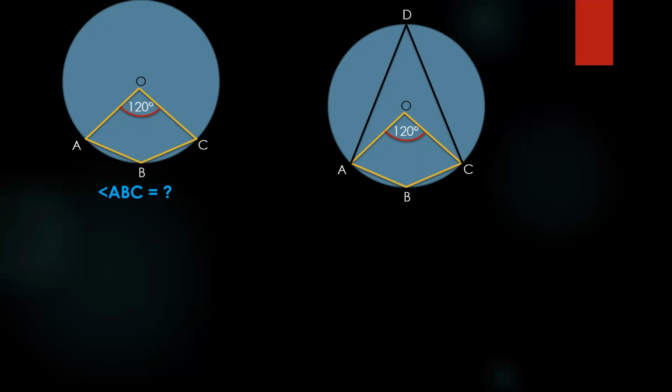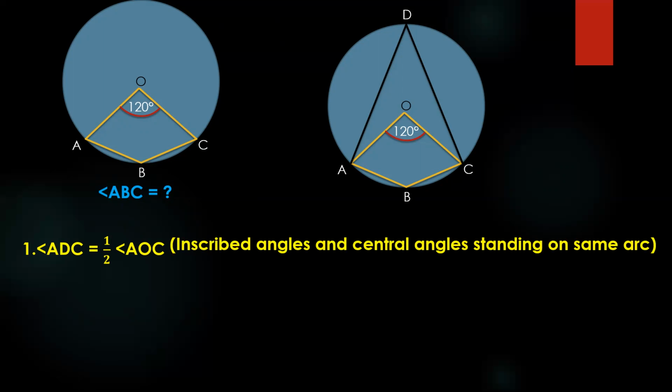So what can we say now? We can just say here, angle ADC equals half of angle AOC, right? Why? Central angle and inscribed angle standing on the same arc. Now here, ADC equals 1 by 2, half into 120 degrees, okay? And here, ADC equals 60 degrees.